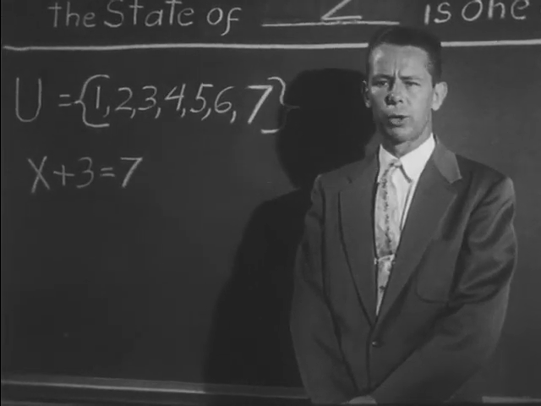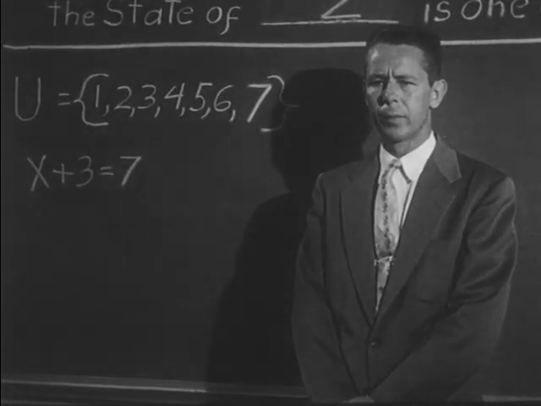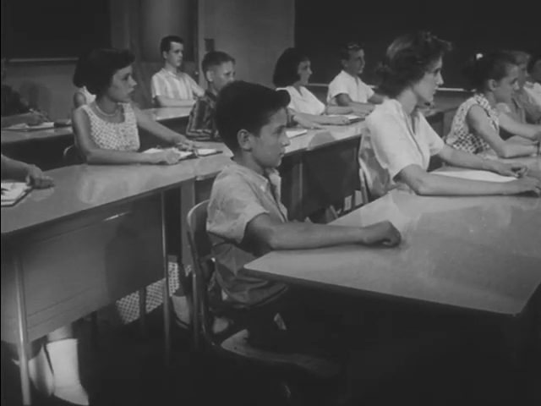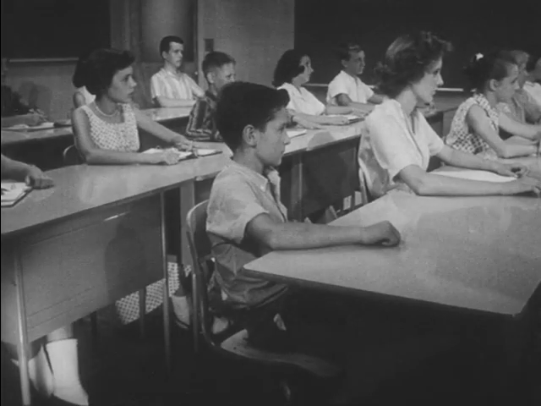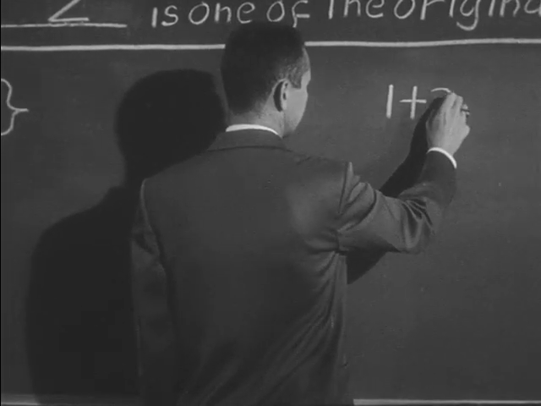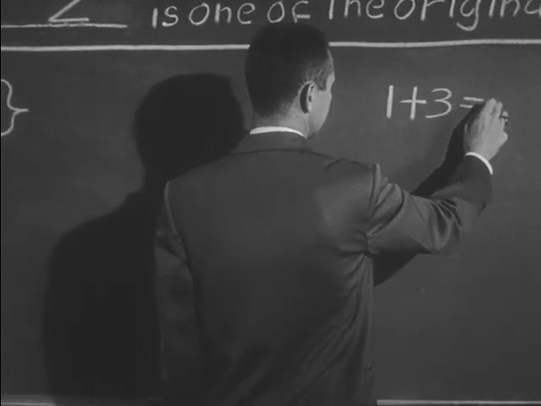x plus 3 equals 7. Suppose we try all the possible replacements for our variable x. 1 plus 3 equals 7. But that's not true, Mr. Mewiney. Correct, and so we'll do this.